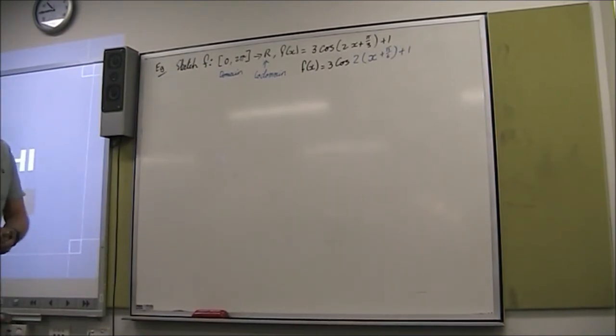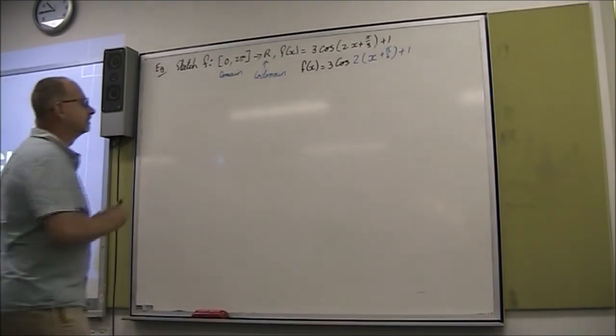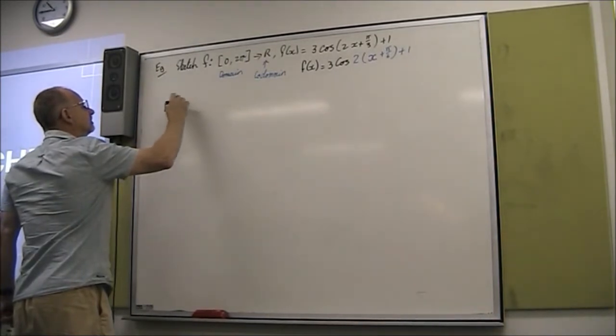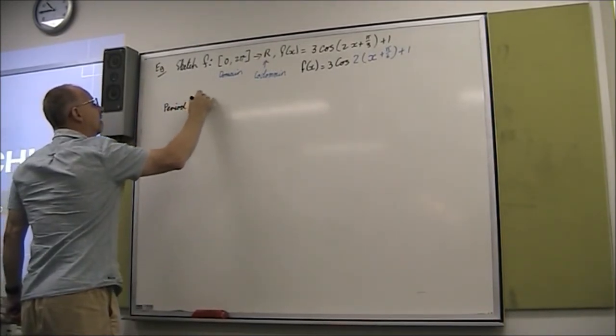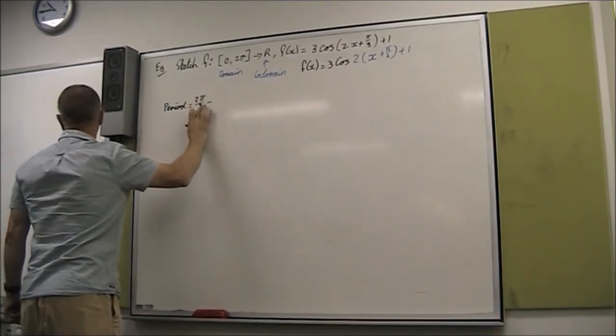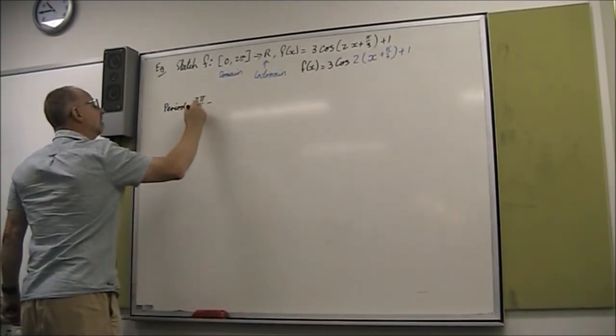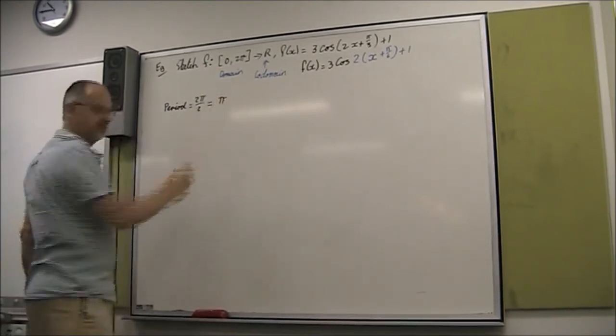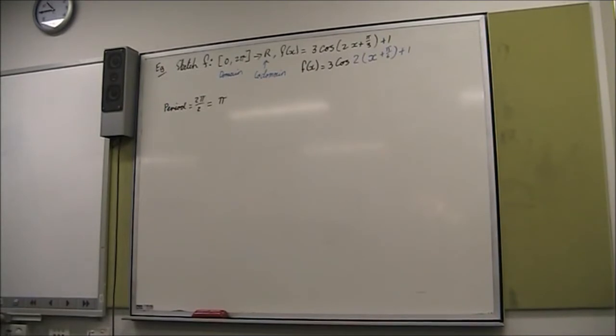So, before we sketch it, what do we know? Alright, our period is 2 pi on n, 2, let's get rid of the n, 2, which is just pi then. Alright, so it repeats every pi.